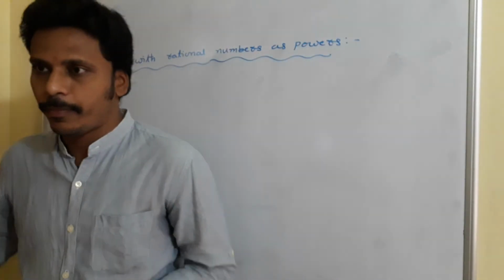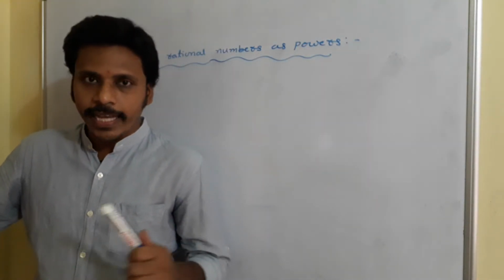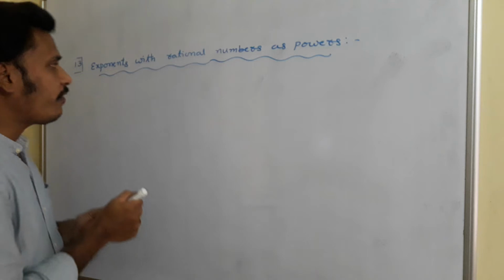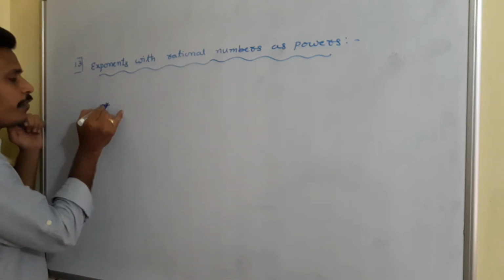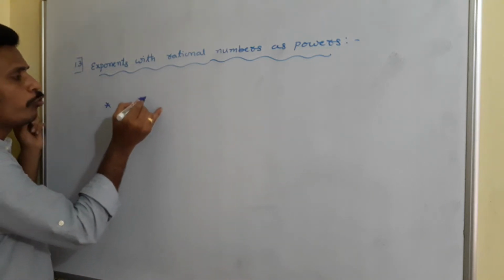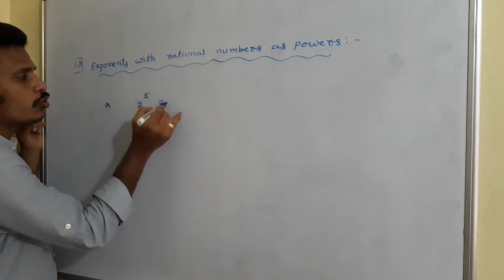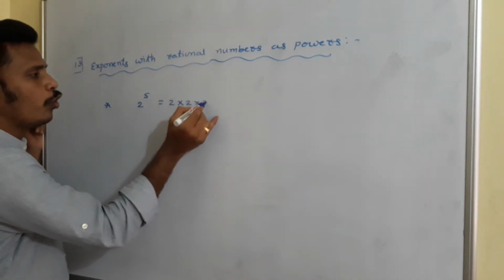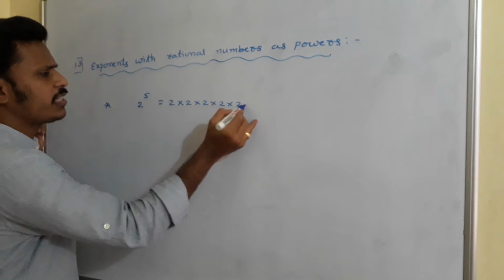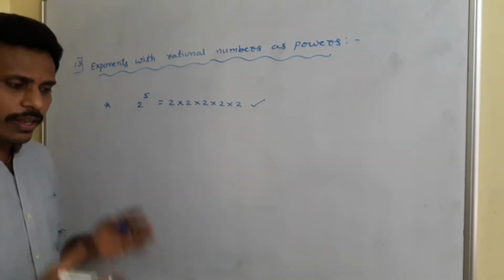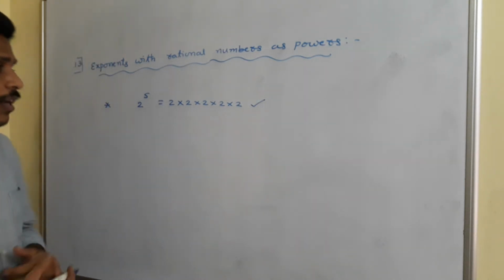Powers. That's the next idea. Basically, in exponents, initially we started with the definition. What is this definition? Just like 2 power 5 is equal to the multiplication of 2 for 5 times. This is the basic definition: a power n means multiplication of a for n times.